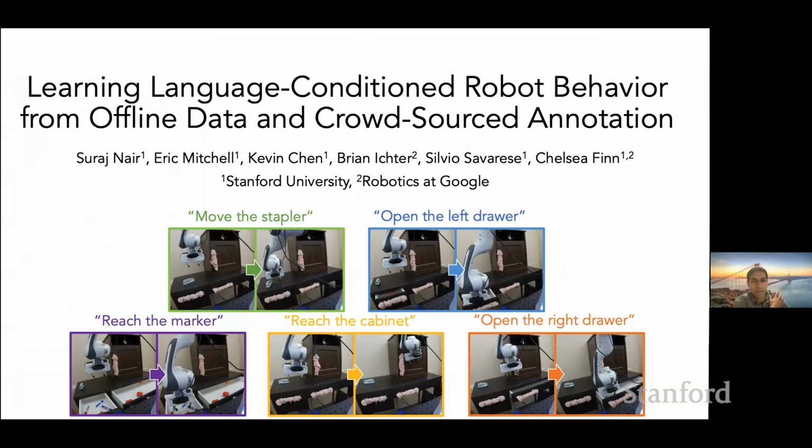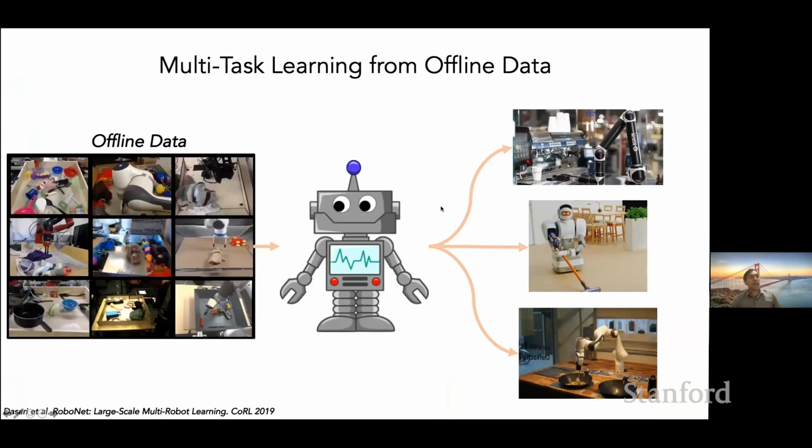So hopefully everyone can see my screen. I'm Suraj, a PhD student with Chelsea, and this is some work we did in our lab and with some collaborators at Google as well, called Learning Language Conditioned Robot Behavior from Offline Data and Crowdsourced Annotation. The broader goal in this work is similar to the few prior presentations: we want our robots to be able to learn from large offline datasets for many different downstream tasks. And particularly, we'd like to be able to learn from non-expert offline data.